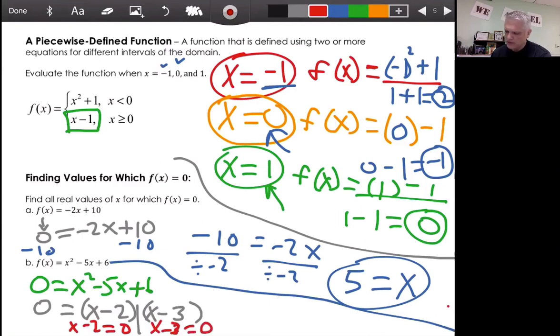Okay. So x minus 2 equals 0. We add 2 to both sides. So x could equal 2. x minus 3 equals 0. Add 3 to both sides. Or 3. So if we substitute 2 or 3 in for x, then we will find that f of x is 0. So f of 2 is 0, and f of 3 is 0. Okay.